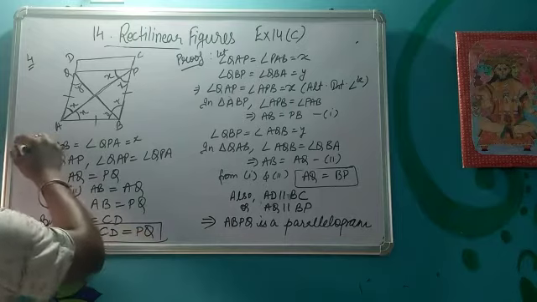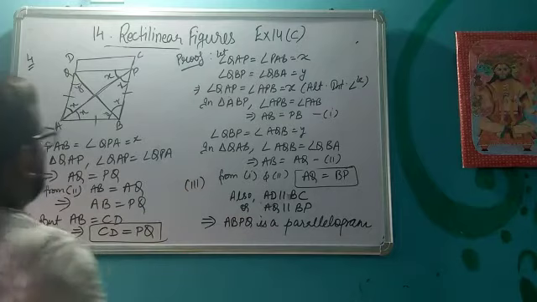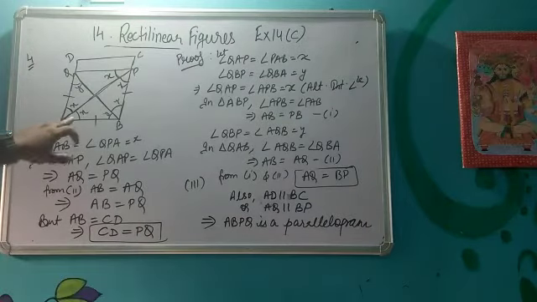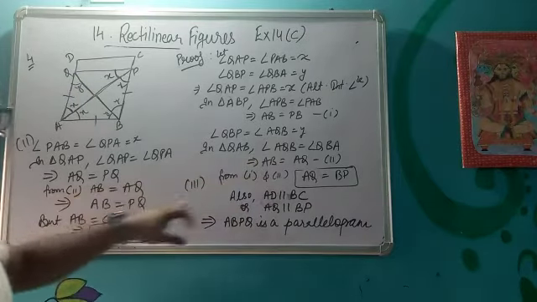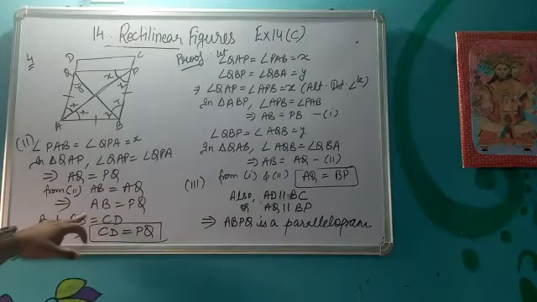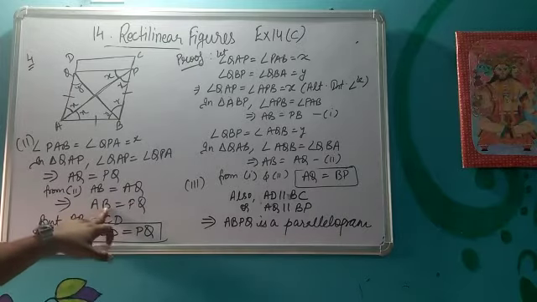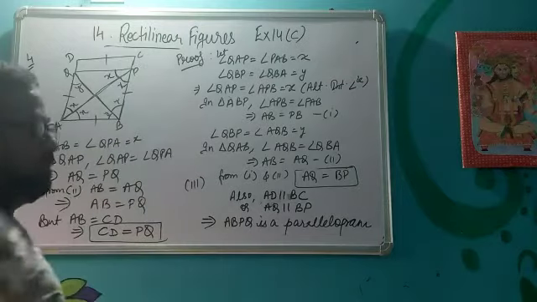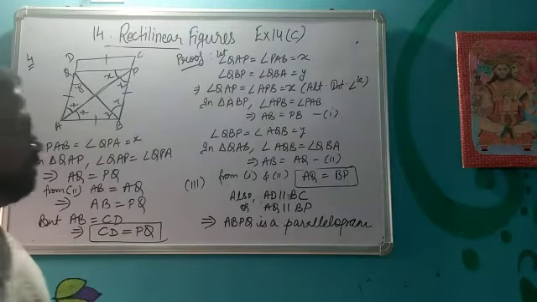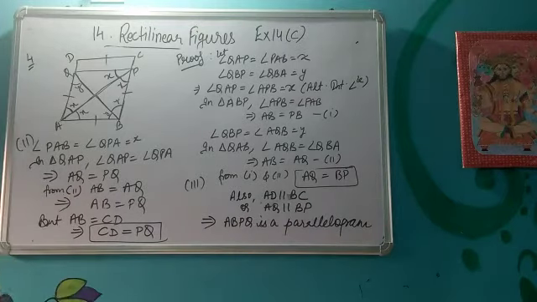So this is our second part, and from here we can deduce our third part. So this angle will be equal to this angle, so AP equal to QP, and AB is also equal to AQ. So we get AB equal to PQ, but AB equal to CD because this is a parallelogram. So CD equal to PQ. So in this we have used the properties of parallelogram as well as the property of isosceles triangle.